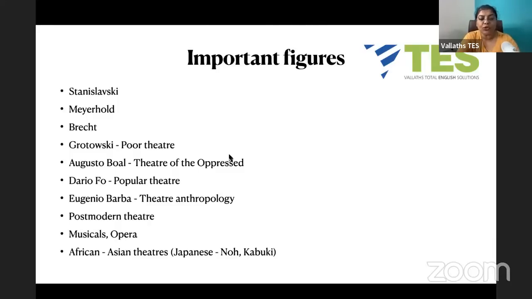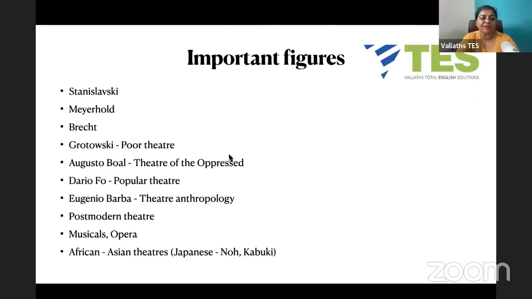Meyerhold, he is also Russian. Meyerhold was a director and theater producer. And he did a lot of provocative things in theater. Will you remember? He developed provocative things. He was associated with Russian futurism also.